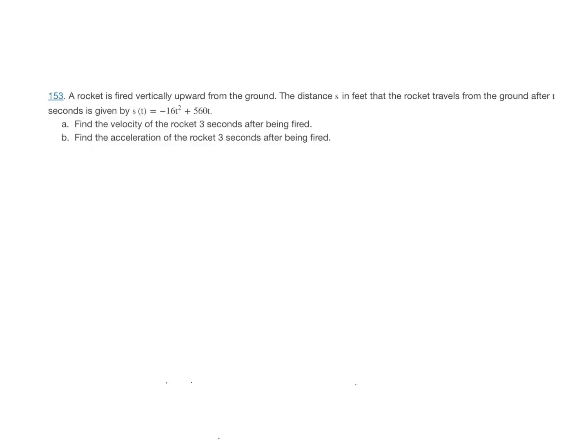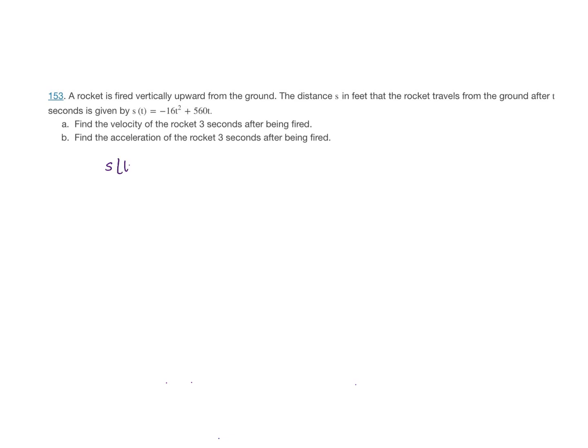In the second problem, we're actually looking at vertical motion. So we have a rocket that is fired vertically upward from the ground, and the distance s in feet that the rocket travels from the ground after t seconds is given by the position function s of t equals negative 16t squared plus 560t. And they're asking us to find the velocity of the rocket at 3 seconds after being fired and find the acceleration of the rocket 3 seconds after being fired.